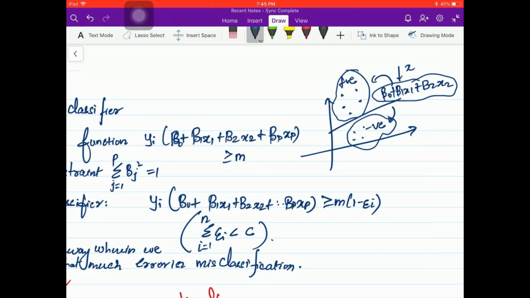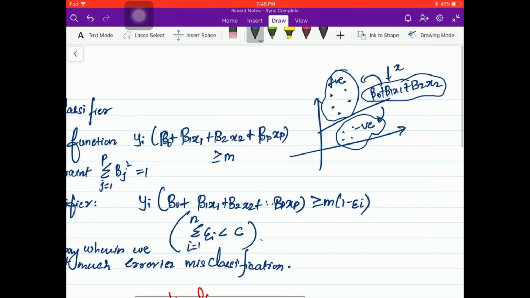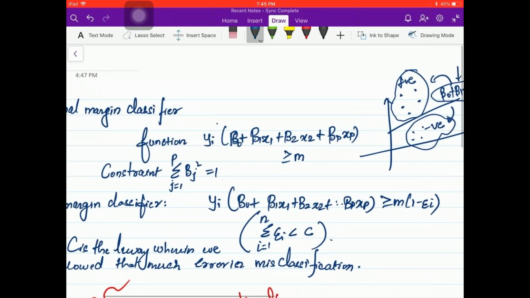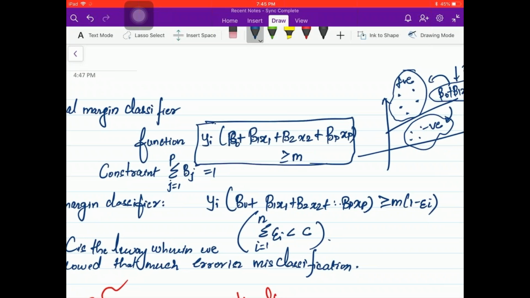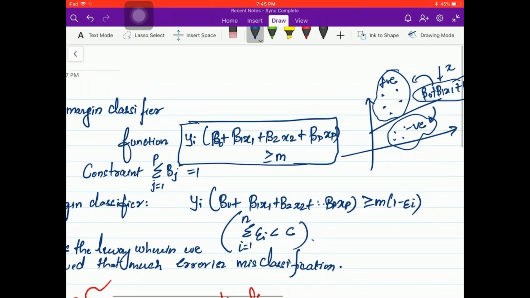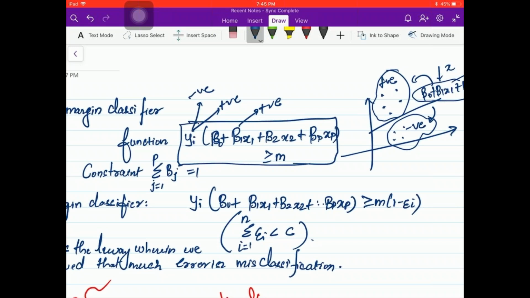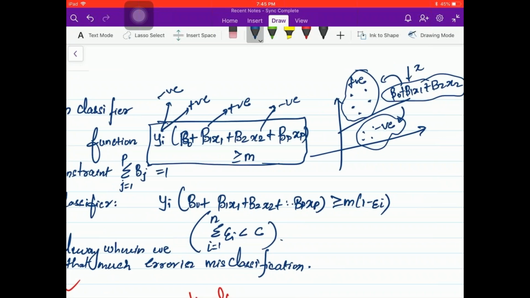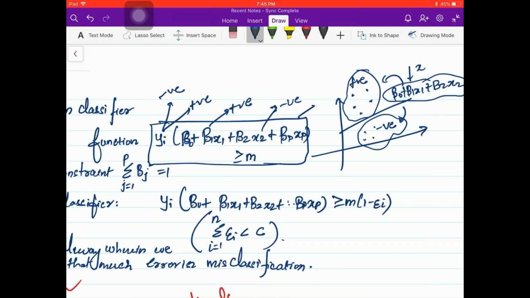Now, your objective function. When the label is positive, this is positive, so the product will be positive. When it is negative, this is also negative. That's what we saw here. So when I take the product of the two, it is always positive. And then you are saying that it should be greater than m.